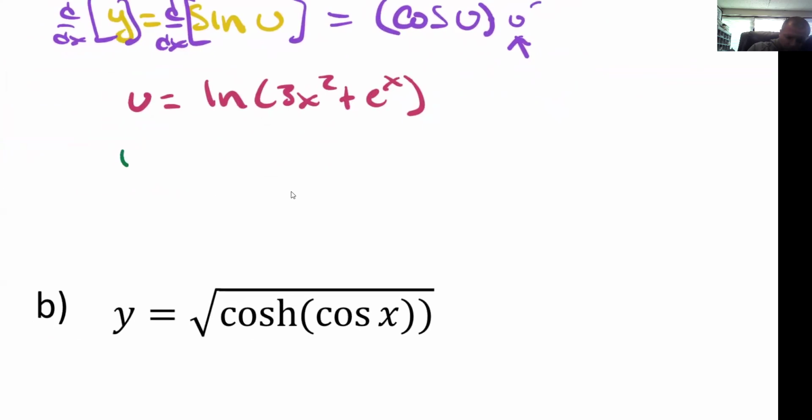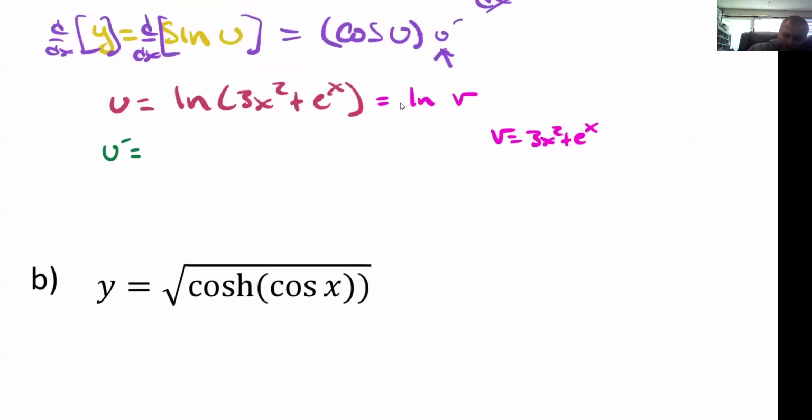If I do u prime here, I still need to do a chain rule because I have a function inside of another function. So for lack of a better term, I'm going to say that this is equal to the natural log of v, where v is equal to 3x squared plus e to the x. Maybe I shouldn't do that over there. So the derivative of the natural log of v is just v prime over v.